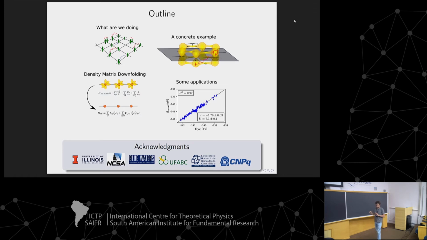Right, so in the next few minutes I'm going to start by telling you in more detail what I'm trying to do here. Then I'm going to give you a concrete example to try to convince you that this is important and relevant. And then I'm going to tell you about this technique that we have been developing and which we name density matrix downfolding. And in the end, I'm going to show you some applications of this, okay? So this is our acknowledgement regarding this work.